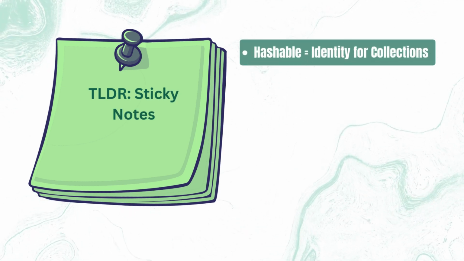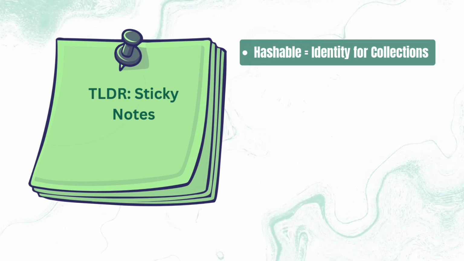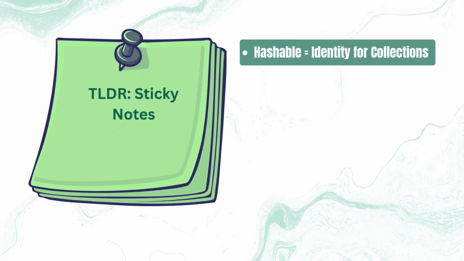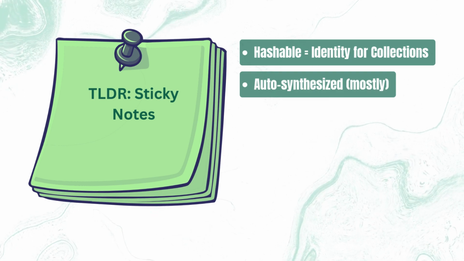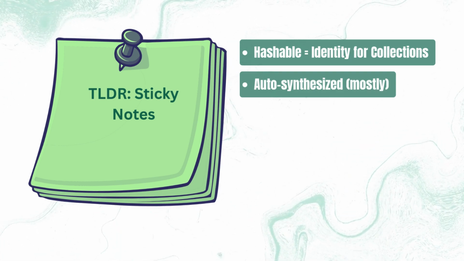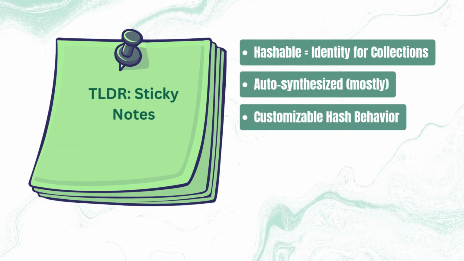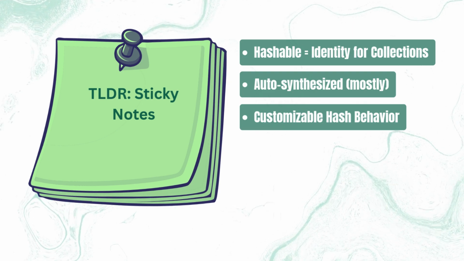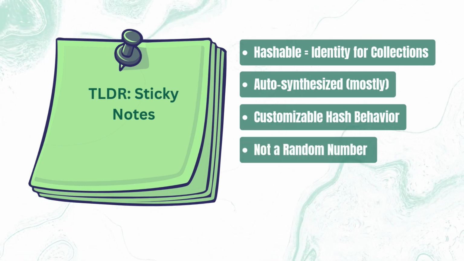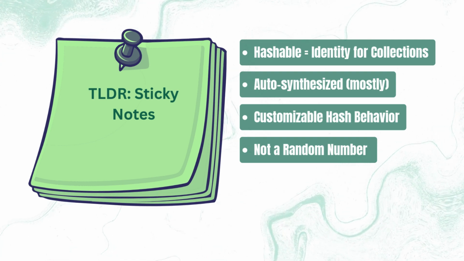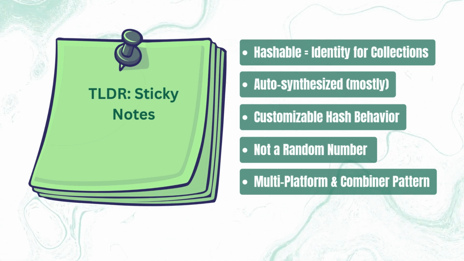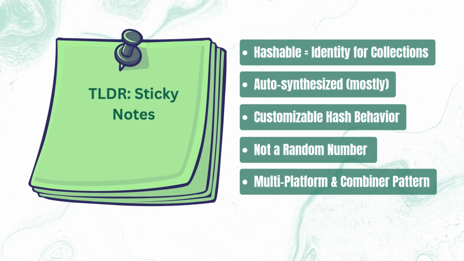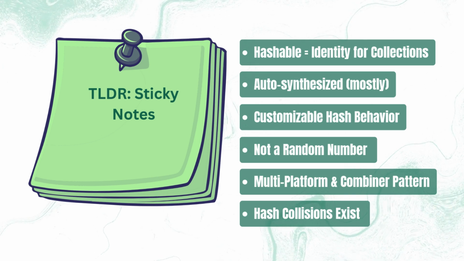Hashable TLDR. First, it enables types to go in sets and dictionaries. The entire reason Hashable exists is to enable efficient lookups in sets and dictionaries, which are implemented as hash tables under the hood. Second, Swift auto-synthesizes hash(into:) when it can. Third, you can override for custom behavior, as sometimes the default hashing behavior isn't what you want. Fourth, hashes are deterministic but not persistent. Next, use the combiner pattern for consistent hash and caching and other purposes. And the last one, hash collisions happen, and Swift knows it.